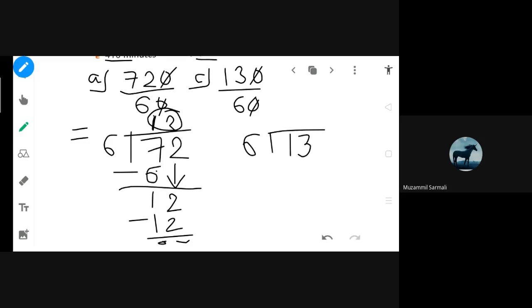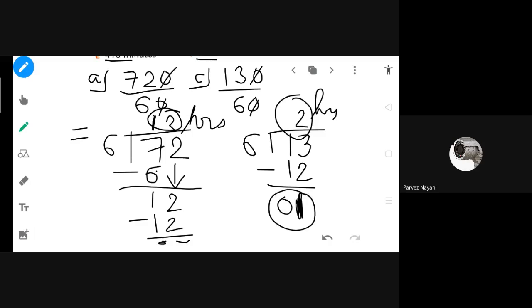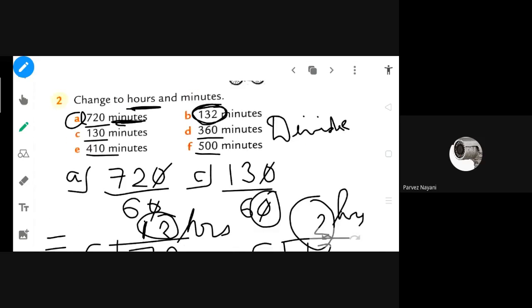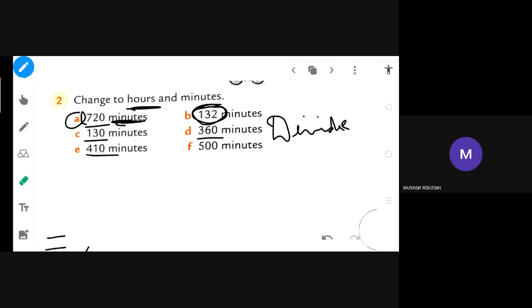Ma'am, in the 6 table 13 doesn't come. So less than 13, 12 is there. 6 twos are 12. So we will write 6 twos are 12. And the upside is always R. This upside is also R. And this downside is minute. And here we have cancelled 0, so that 0 we have to put. So 2 hours and 10 minutes. Okay? Is this clear? Yes, ma'am, it is clear.